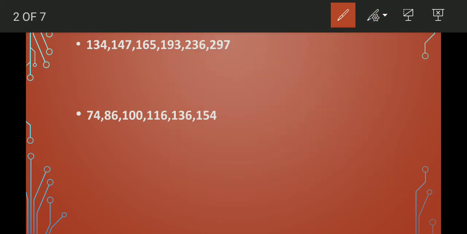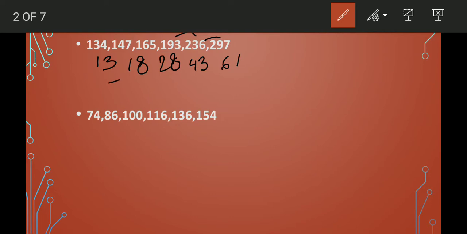So the difference for the first two is 13, the next it's 18, for the next it's 28, for the next it's 43, next it's 61. So we cannot get any pattern from these differences. So what can we do? We can take the difference once again.